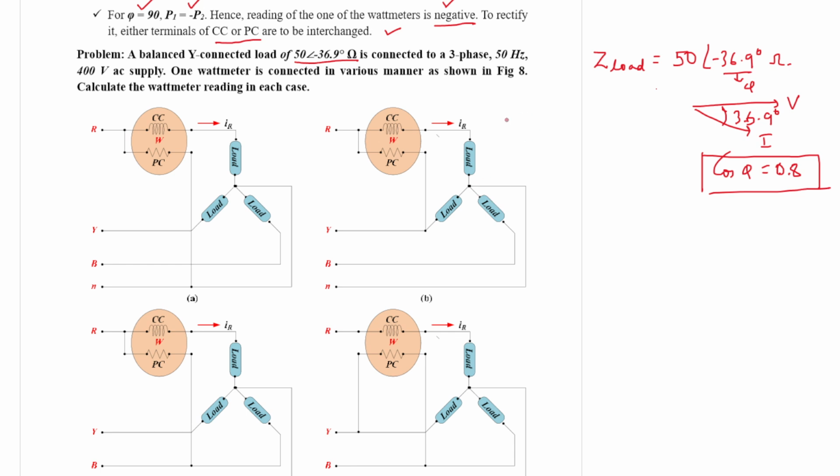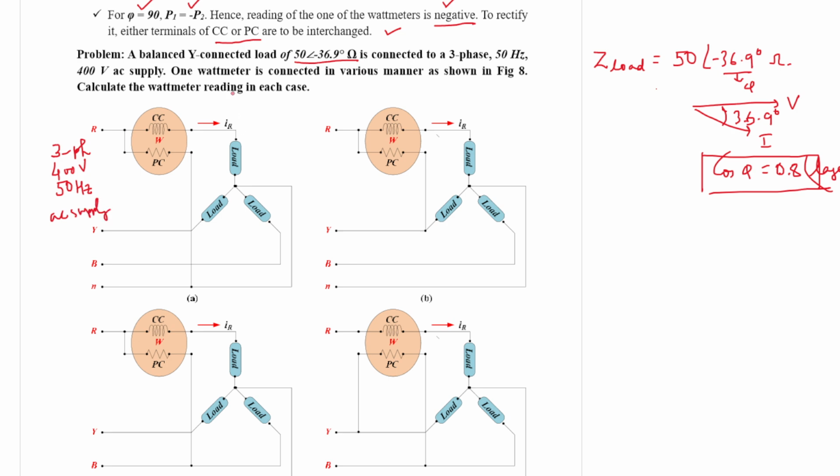So we have a load power factor of 0.8, of course lagging, because the current angle is negative, so that is why it is lagging. Now this Y connected load is connected to the 400 volt 3-phase 50 Hz supply. So this side is the supply side, 3-phase 400 volt 50 Hz AC supply.